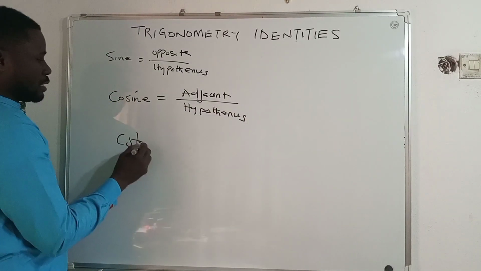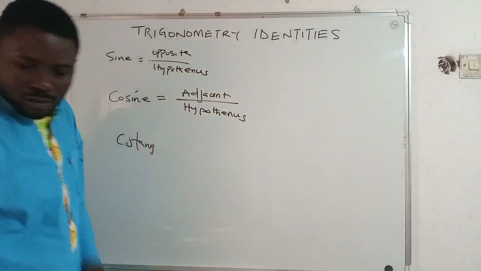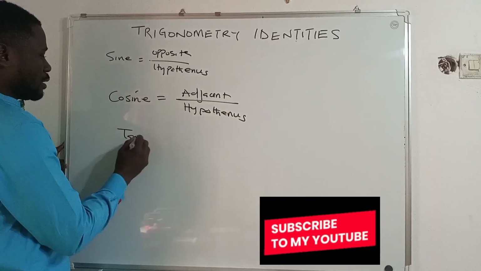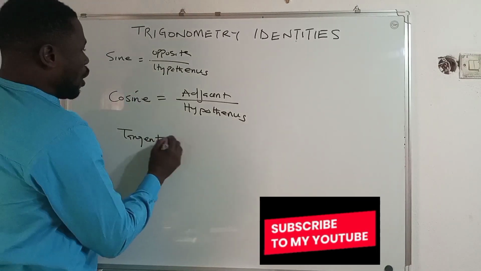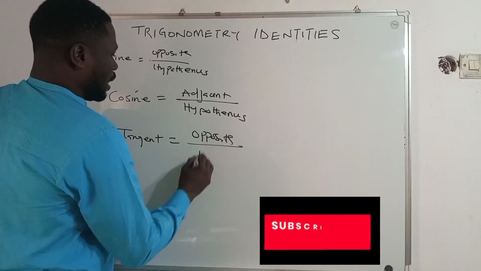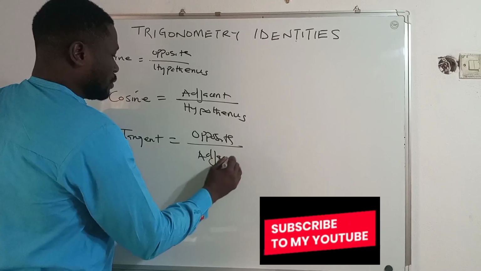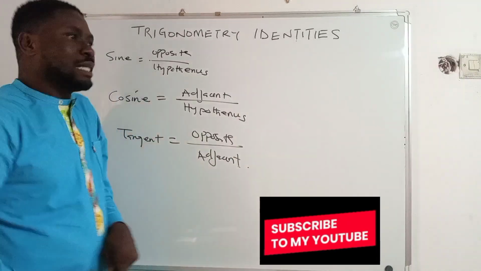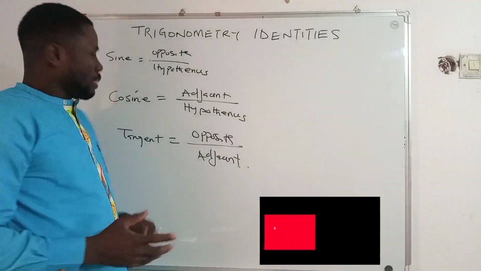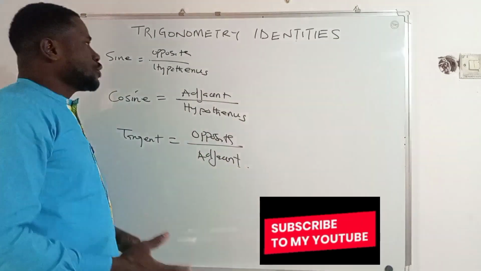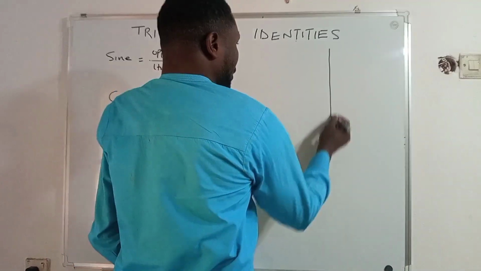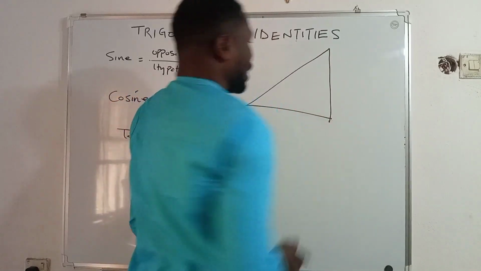And the tangent of any angle is defined as opposite all over adjacent. Basically, these are the definitions of these three specific functions. So, if you have a triangle, let's say a right angle triangle, for instance.